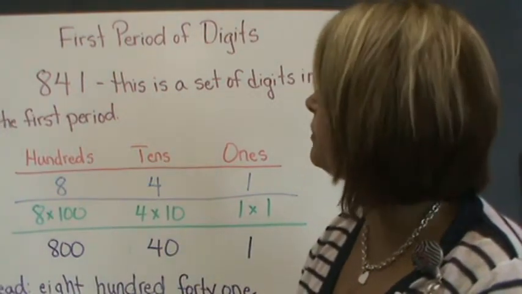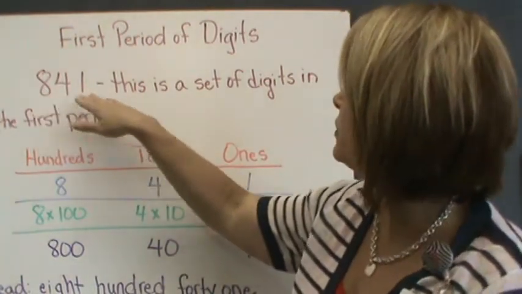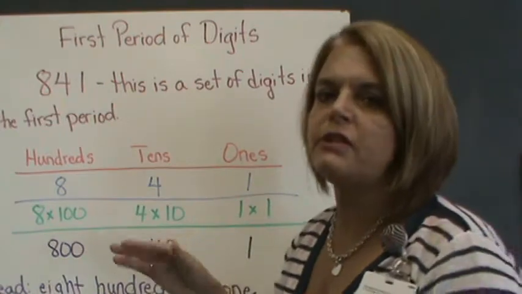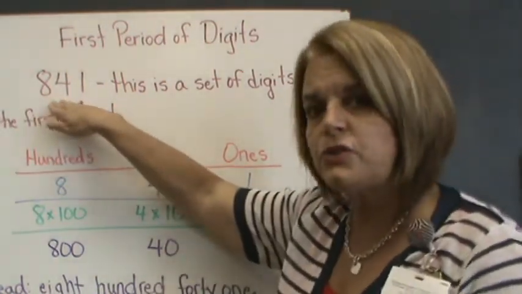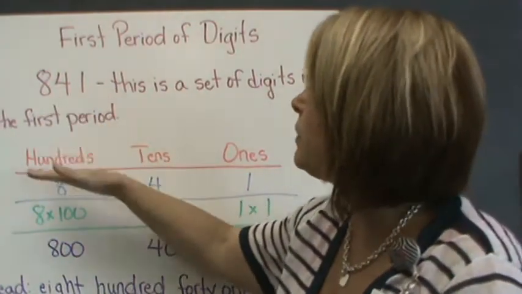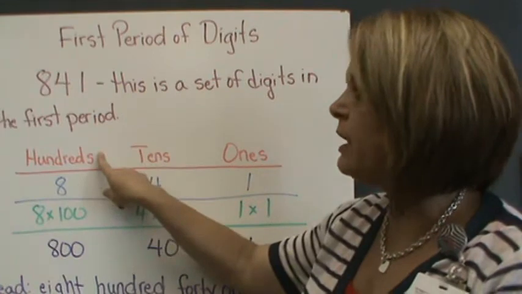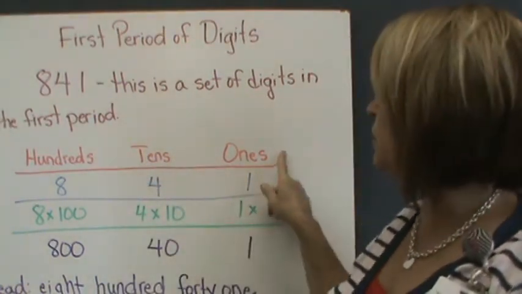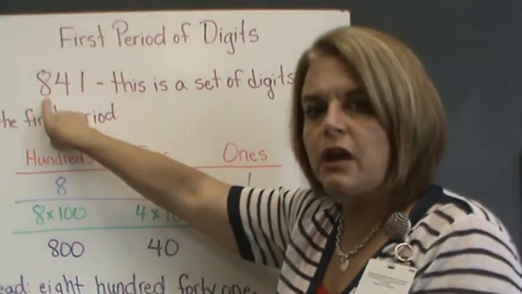Let's talk first about the first period of digits. These are the numbers that go up to the hundreds. Okay, 841. This is a set of digits in the first period. There are no commas used. There are only 3 digits used to make up the number. So if we break down 841, we'll see that we have 8 hundreds, 4 tens, and 1 one.